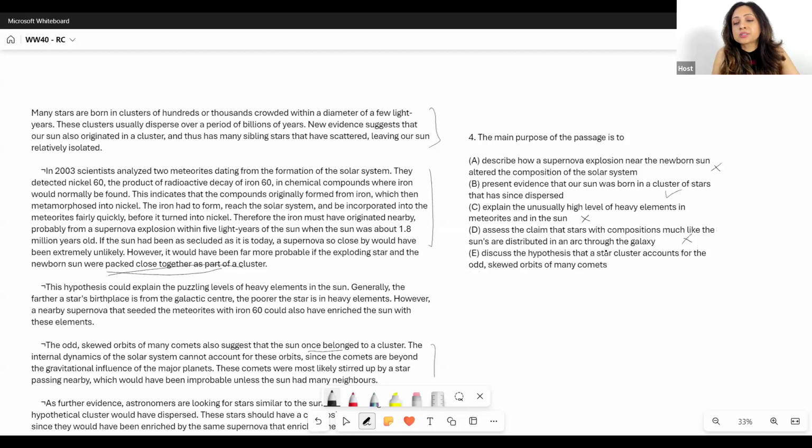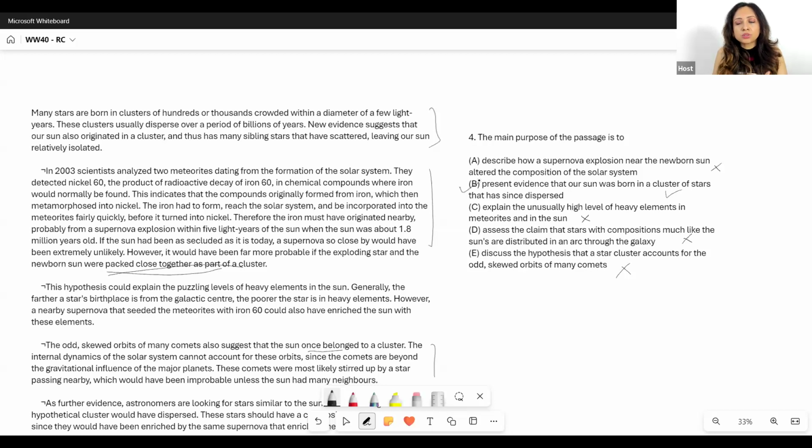Then, discuss the hypothesis that a star cluster accounts for the odd skewed orbits of many comets. Again, look, these are all small parts of our passage, right? The main intent of the passage, the theme of the passage, something that the author is focusing on, and the author is providing us various little pieces of data to support one thing, right? And that one thing is the main purpose of the passage. It's very similar to the conclusion of an argument in CR questions, just on a smaller scale. You have just 3-4 lines and then you have the conclusion.